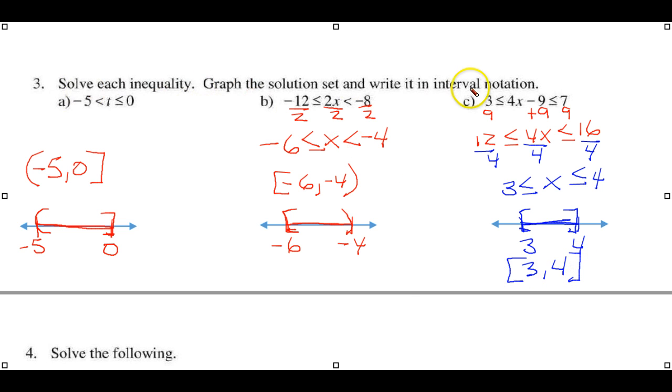So not too bad, and again giving us lots of practice of solving equations. The only thing is, if we ever had to divide by a negative, we'd have to reverse the direction of our inequality signs.